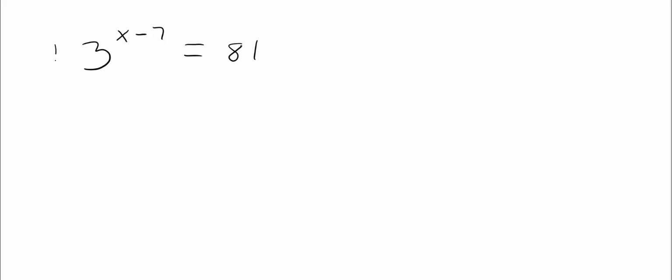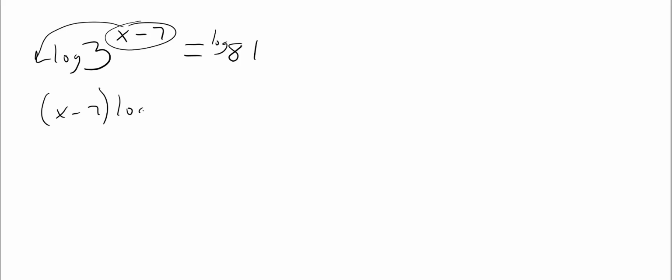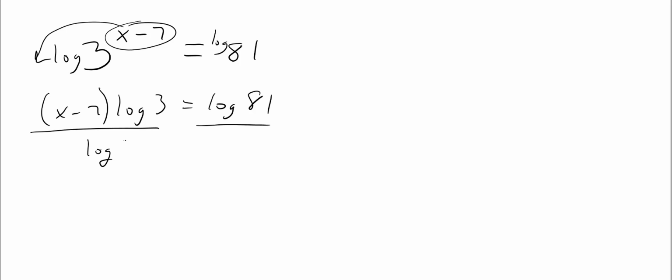So what I'm going to do is take the log of both sides, and this whole exponent goes into the front. So it's really x minus 7 times log of 3 equals log of 81. Okay, so I'm still dividing by log of 3. But now instead of just solving right away, I get x minus 7 equals, and if I type in log of 81 divided by log of 3 and hit equals, that's equal to 4.